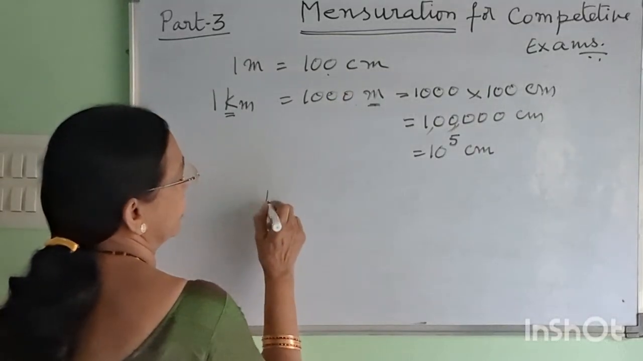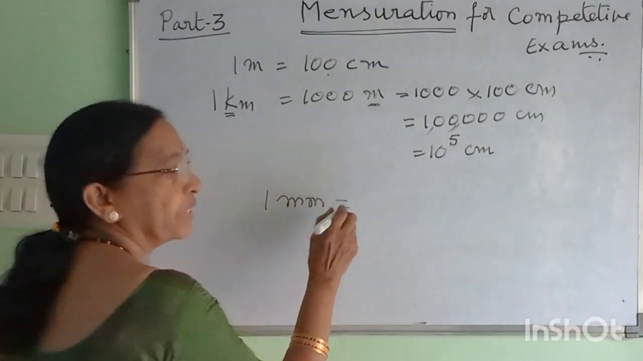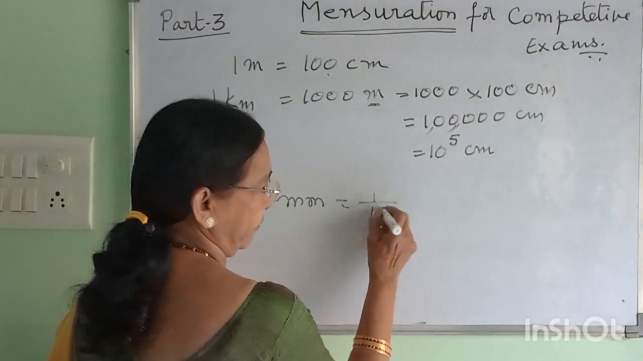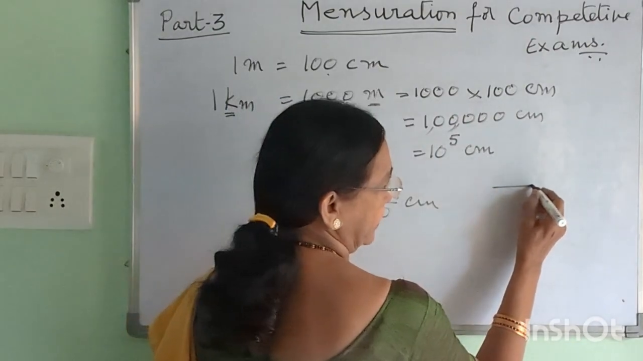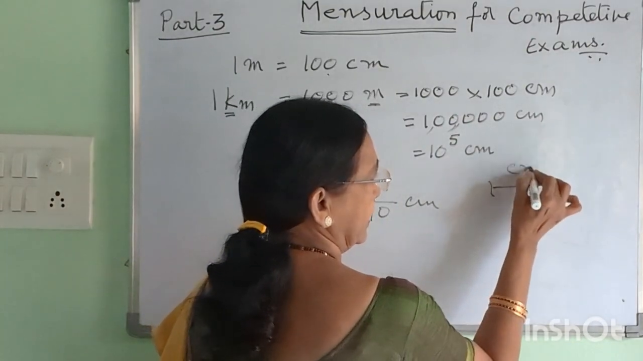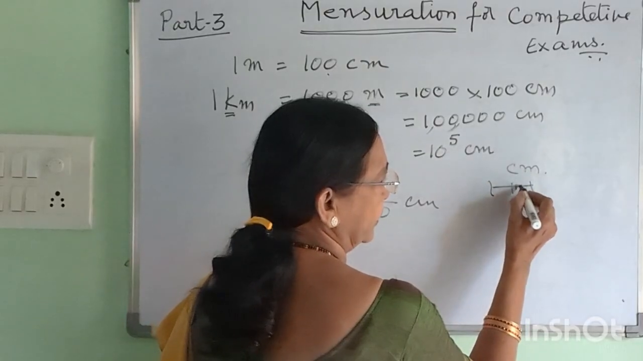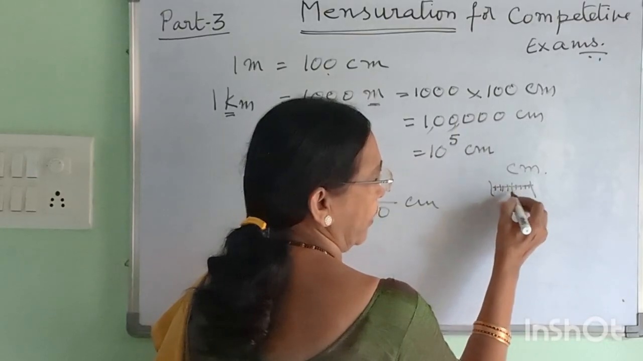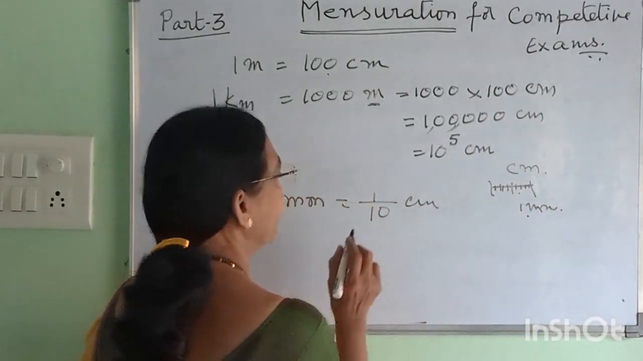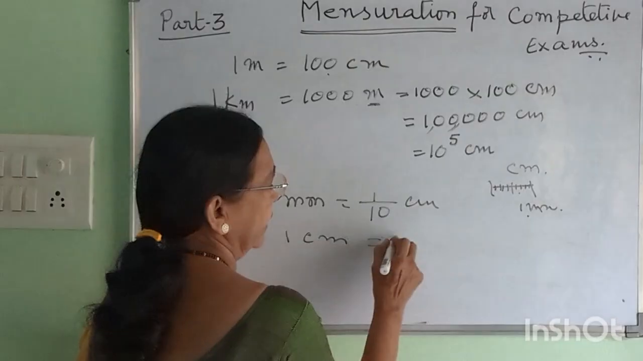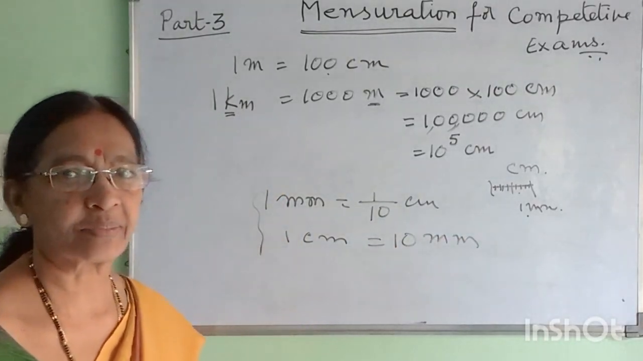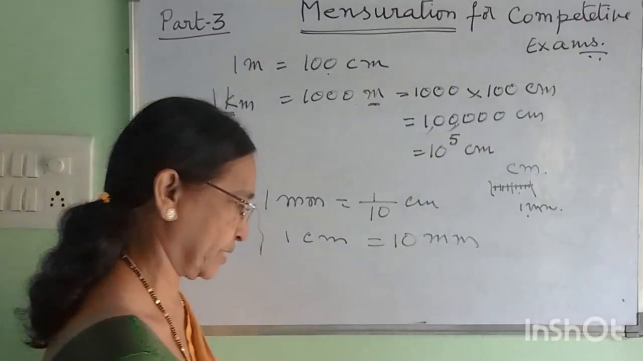Or another unit, millimeter. Millimeter is 1/10 of a centimeter. If a centimeter is about this length, and it is divided into 10 parts, each small part is 1 millimeter. Therefore, for 1 centimeter, there are 10 millimeters. So, this is the relation between millimeters and centimeters.